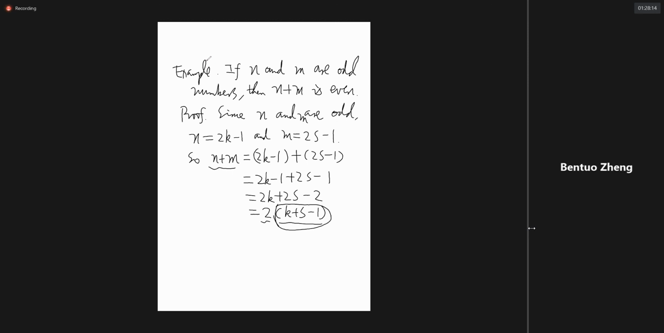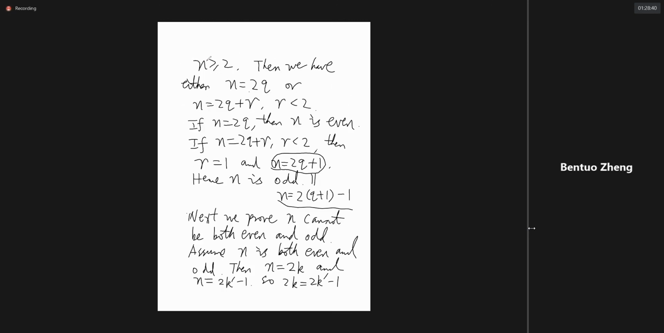Shouldn't we prove that k plus s minus 1 is superior to 1? Okay, very good, very good. Actually, you should notice in the definition, when we say a number is odd or even, we write it as, so here. Let me go back to the definition here.